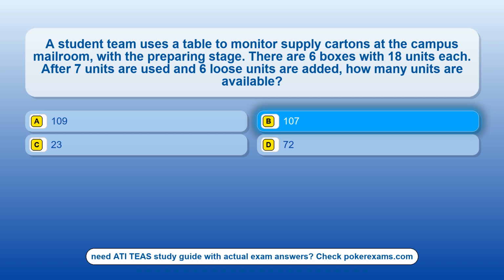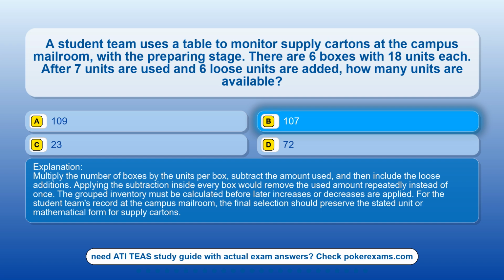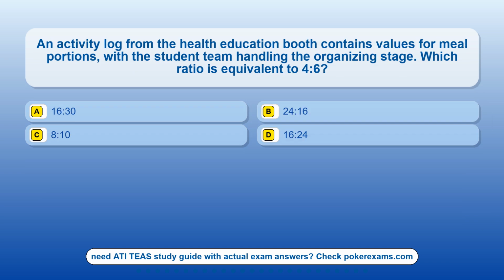The correct answer is option B 107. Multiply the number of boxes by the units per box, subtract the amount used, and then include the loose additions. Applying the subtraction inside every box would remove the used amount repeatedly instead of once. The grouped inventory must be calculated before later increases or decreases are applied. For the student team's record at the campus mailroom, the final selection should preserve the stated unit or mathematical form for supply cartons.